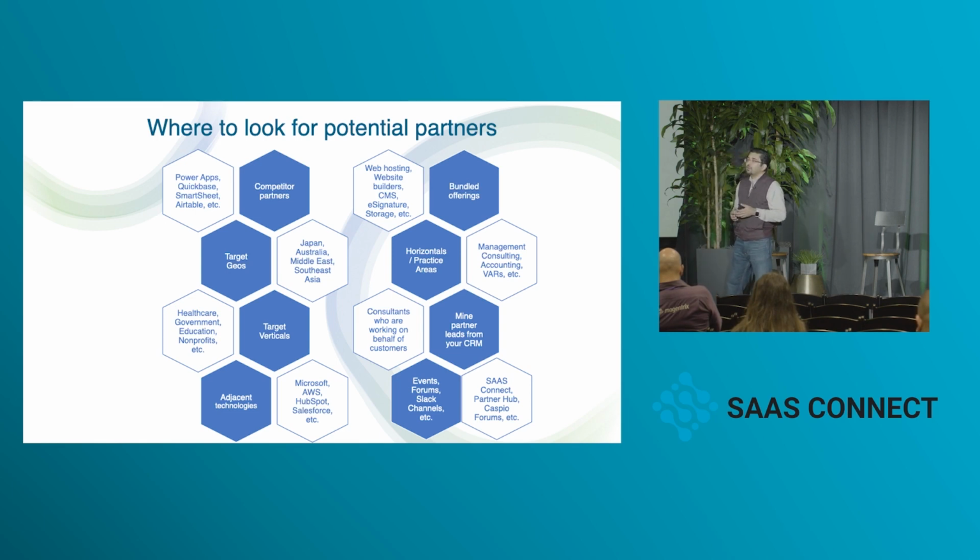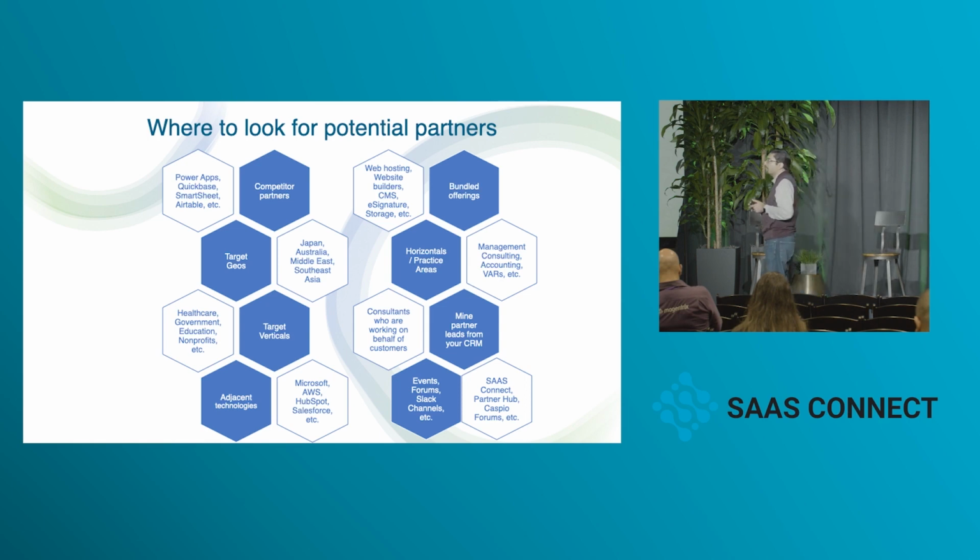Right, and then bundled offerings, right? These are potential partners that your customers typically have to procure alongside your product. For example, in our case, it could be website builders like Wix or hosting providers like GoDaddy, et cetera. Now, if there are partners that are working with those solutions or products, then it makes it easier for them to work with you and offer a bundled offering to their customers, right?